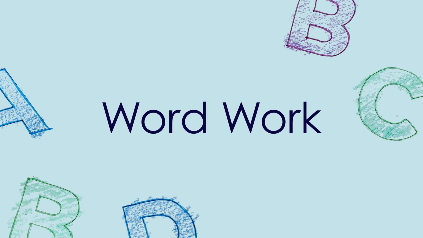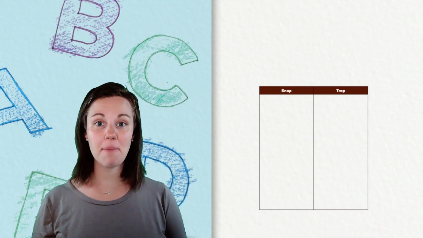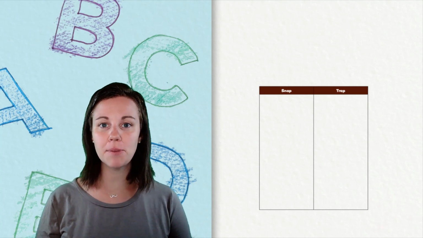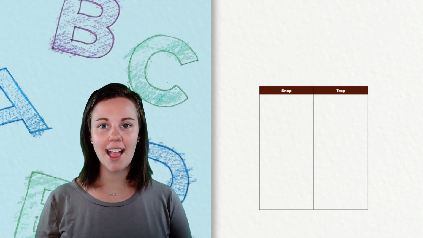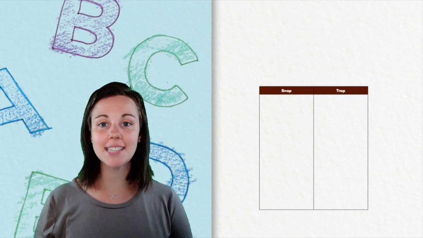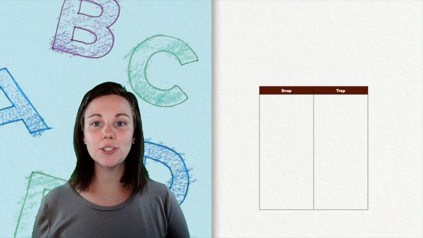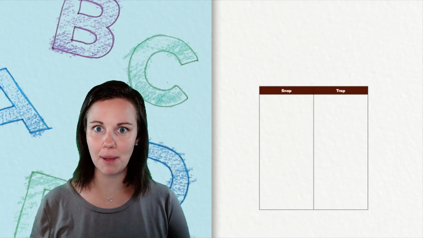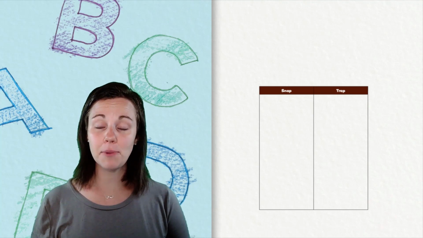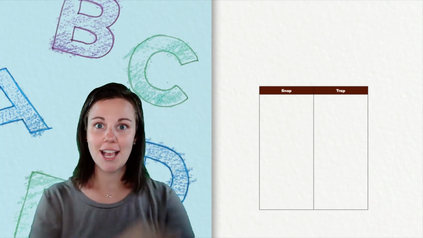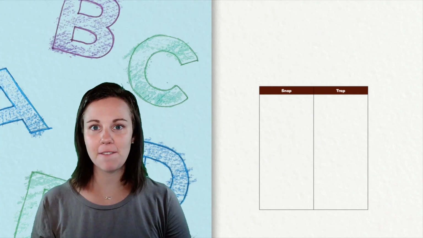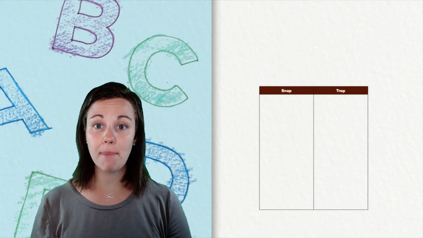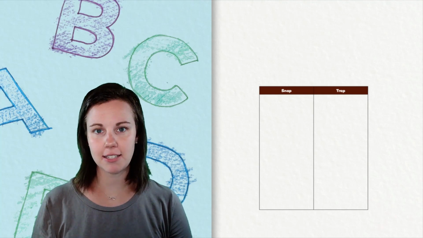Wordwork! Let's take a look at our snap and trap chart so that we can sort our words. I know this is familiar to you. Remember that snap words are words that play fair. They're using the spelling patterns that we've learned about and we'd expect to see in the spelling of a word. And then we have our trap words. Those words do not play fair. There's usually something tricky about them, or they use a pattern that we would not expect.